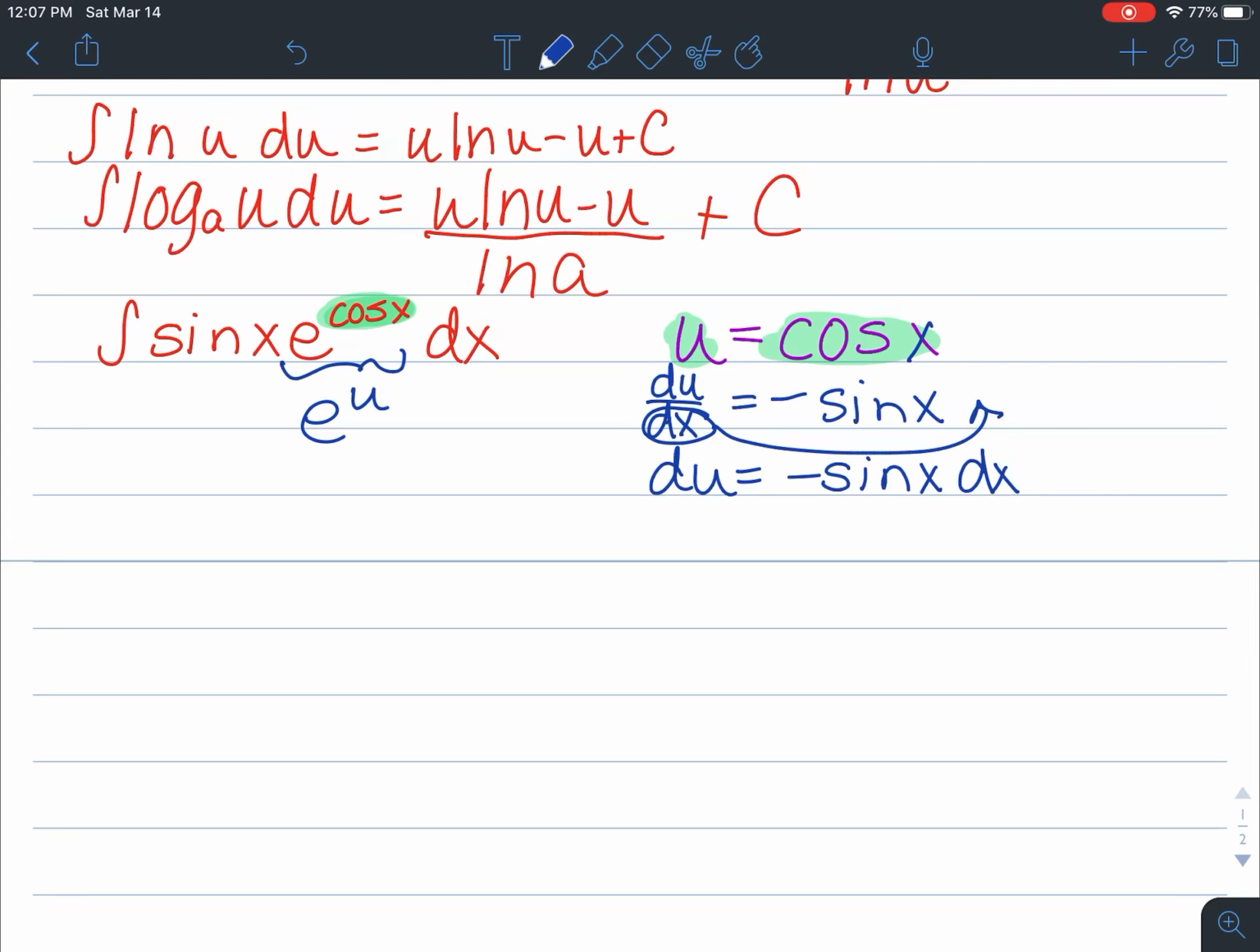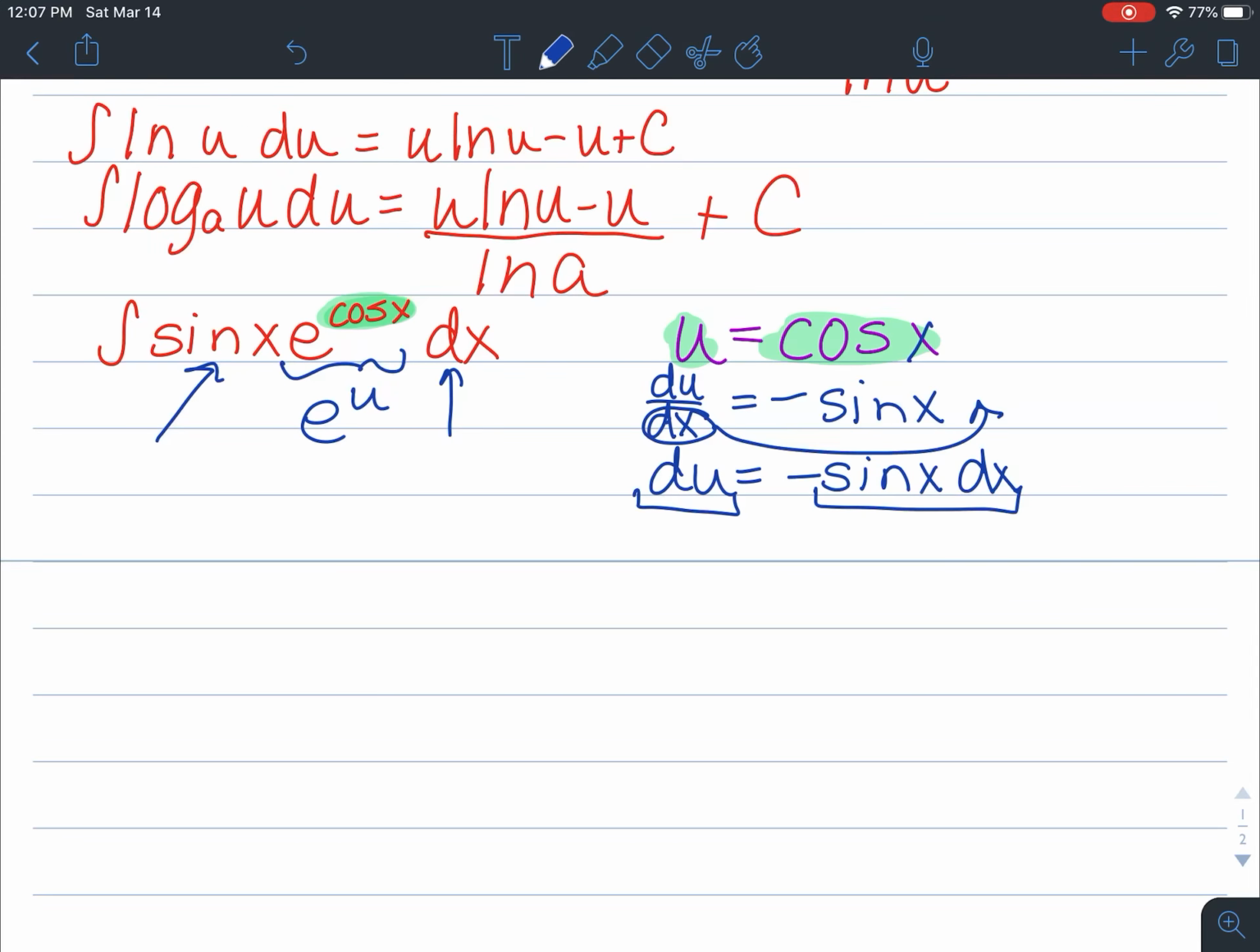Okay, but the problem is I can't integrate this with respect to x because it's not an x. So that's where this stuff comes in. So du is going to replace sine x dx. Now come and look up here. I see sine x dx. It's not next to each other, but hey, this stuff is just all multiplied together, so it doesn't matter. So sine x dx is going to get replaced with du, except we have to account for this negative. But that's okay, because you can fudge the numbers.